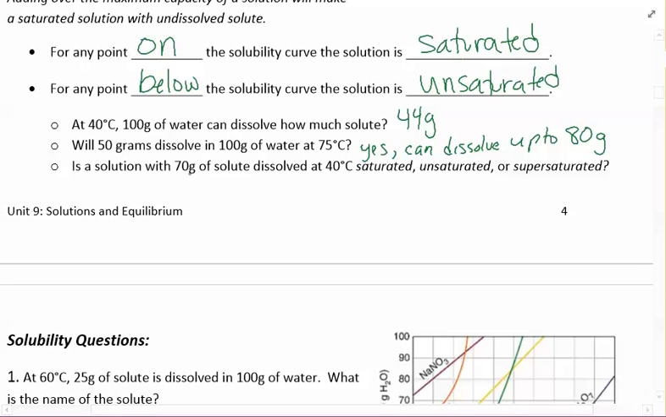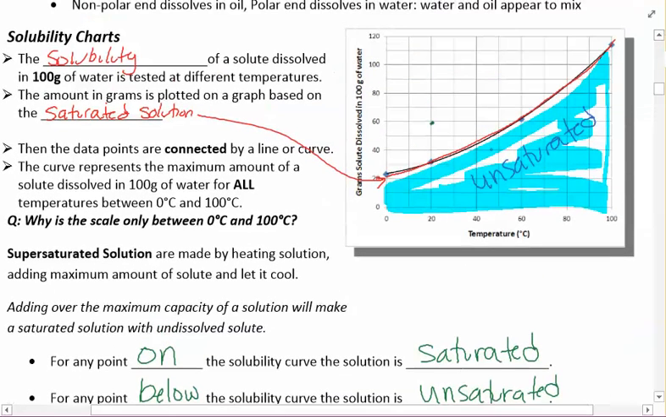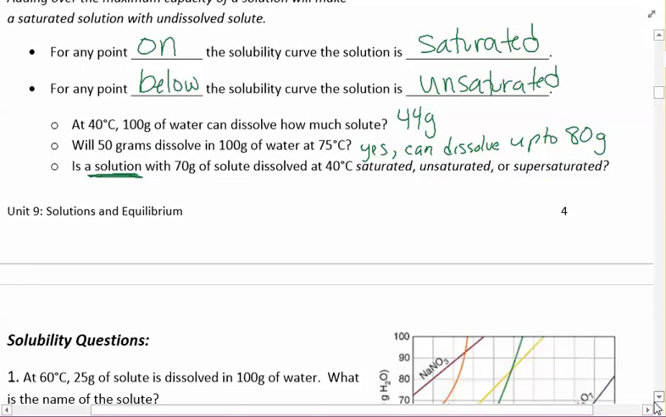And then, will a solution with 70 grams of solute dissolved at 40 degrees Celsius be saturated, unsaturated, or supersaturated? The key to this problem is it tells you it's already a solution. You have a solution, it's already made with 70 grams of solute at 40 degrees Celsius. So 40 degrees Celsius is right here, 70 is up here. Since it's already a solution, it would be supersaturated. Now, if it asked you to make the solution, all you could do would be have it be saturated, or you would have to describe the process to make it supersaturated.